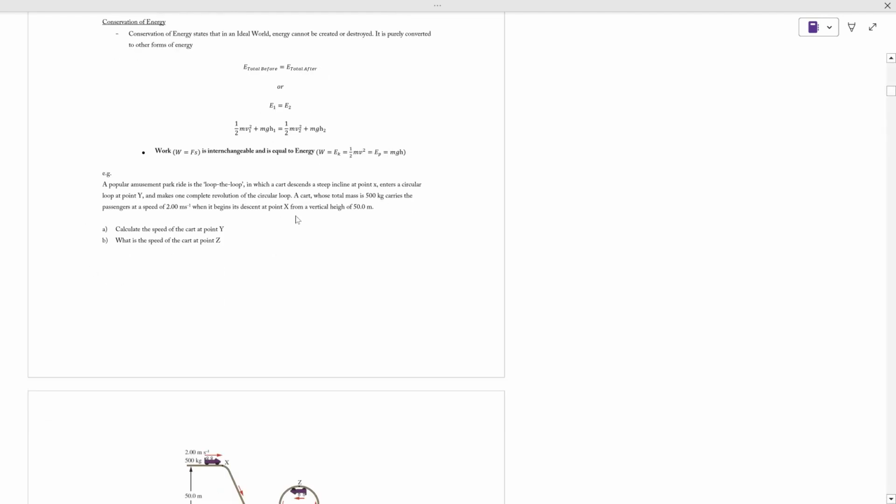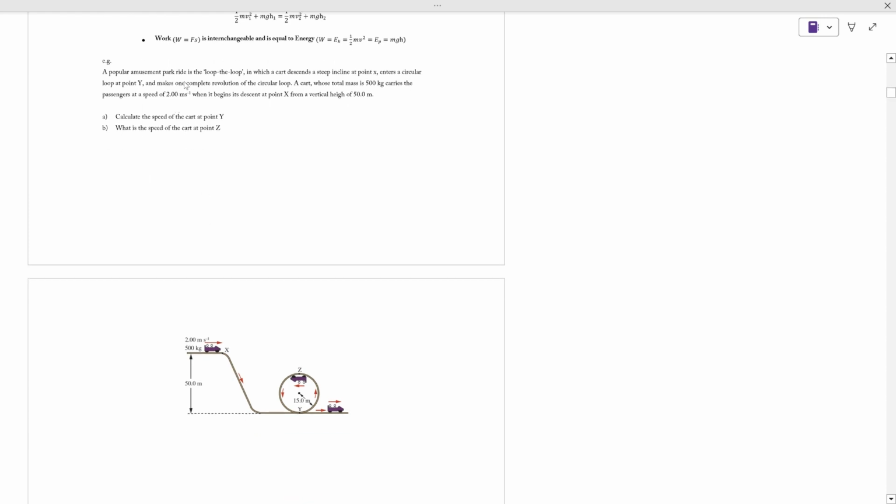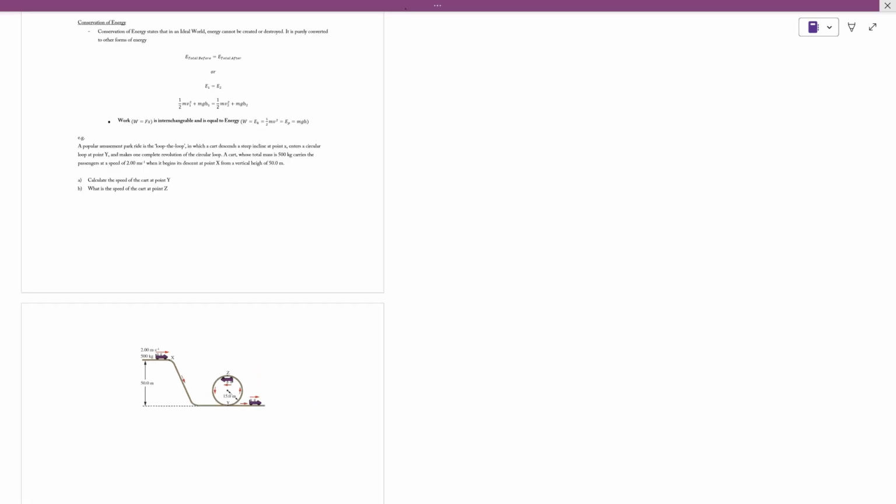So applying this notion to a question, we've got a popular amusement park ride, the loop-the-loop. It's basically this guy here, in which a car descends a steep incline at point X, enters a circular loop at point Y, and makes one complete revolution of the circular loop. A car whose total mass is 500 kilograms carries the passengers at a speed of 2 meters per second. So it starts off with 2 meters per second when it begins its descent at point X and has a vertical height of 50 meters. The question is, calculate the speed of the cart at point Y. And also, what is the speed of the cart at point Z, when it's midway through the loop-the-loop? So let's get into it.